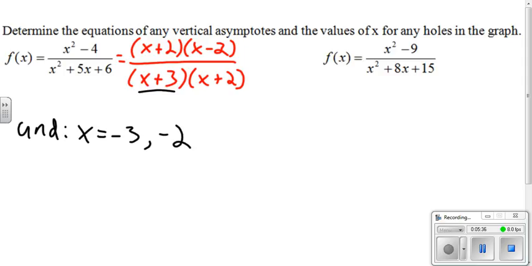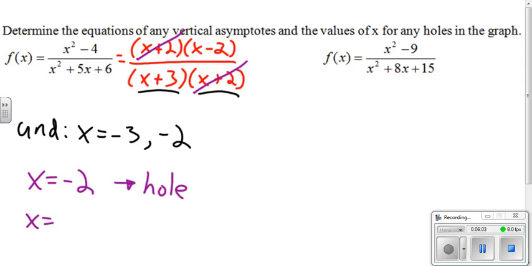So we plug negative 3 in here, that would be 0. Negative 2 in here, that would also be 0. But x plus 2 and x plus 2 can cross out. So we would say that x equals negative 2 is actually, in this case, going to be a hole. And that x equals negative 3 isn't a hole, it's an asymptote.